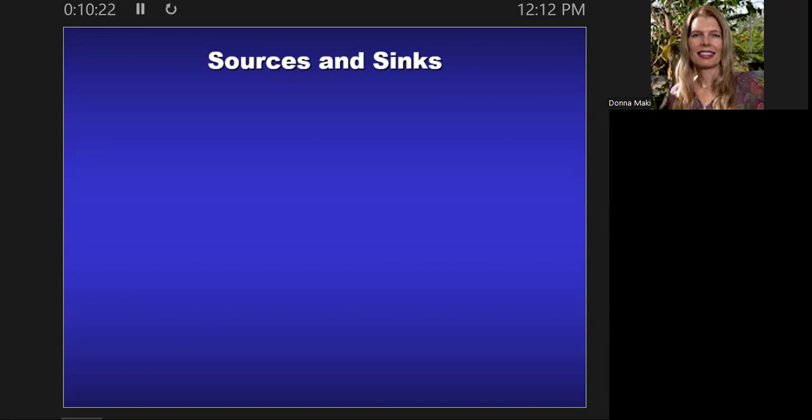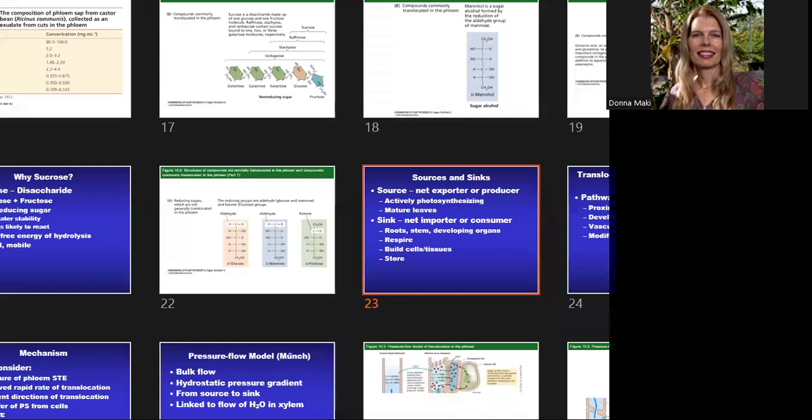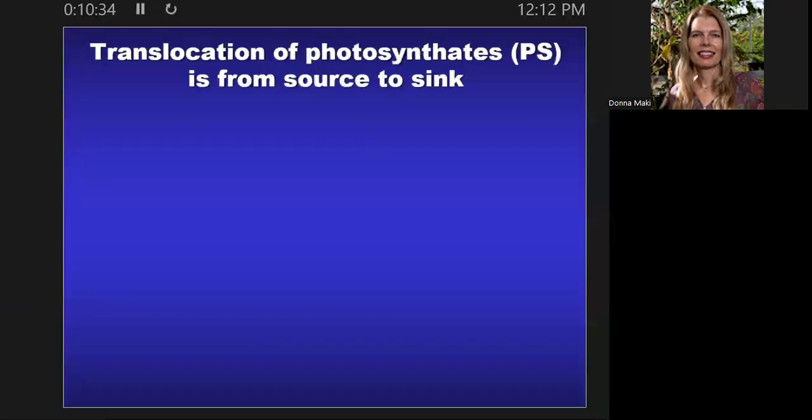So we talked about sources and sinks already. We looked at that on Wednesday, and then you thought about that in lab yesterday. And so I'm not going to go over those slides again, other than this one we didn't go through. So let's think about what's happening in the source. Typically that's leaves. So think about leaves, and they're doing photosynthesis. The products of photosynthesis, they call them photosynthates, and then they abbreviate it PS. So photosynthate is just basically sugar that's being produced through photosynthesis.